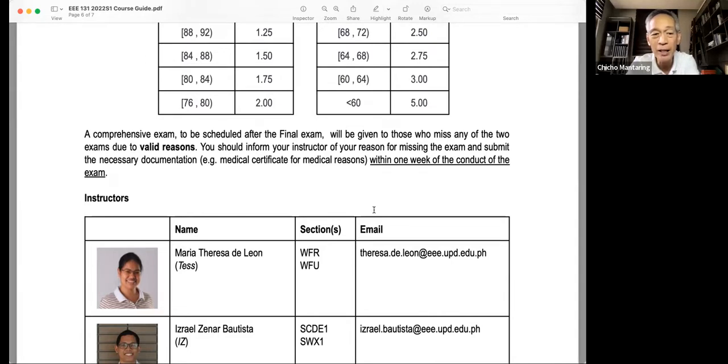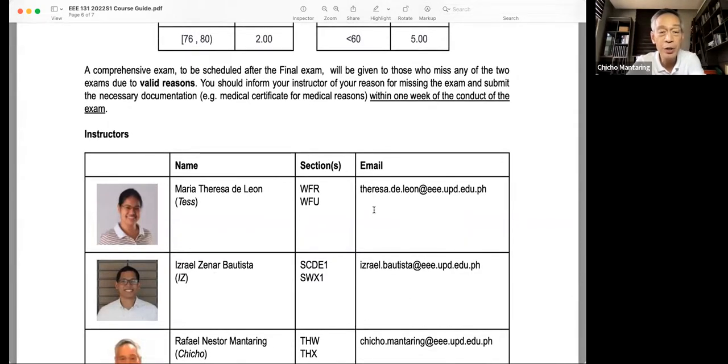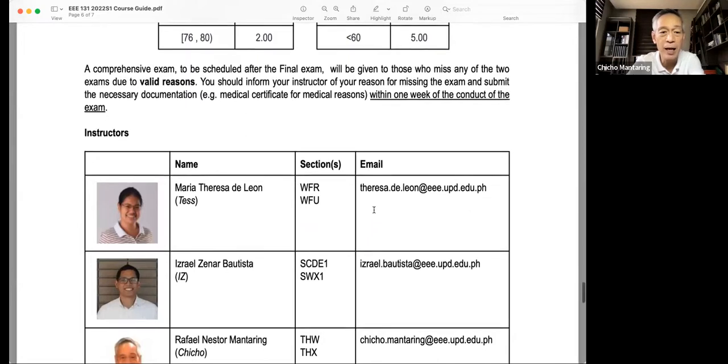We are going to decide collectively, the handlers are going to decide collectively whether your reason is valid or not. So you must provide the necessary documentation to convince us that your reason for missing the exam is really valid. So in that case, you can substitute the missed exam for the comprehensive exam.